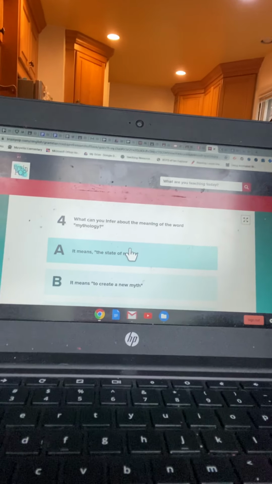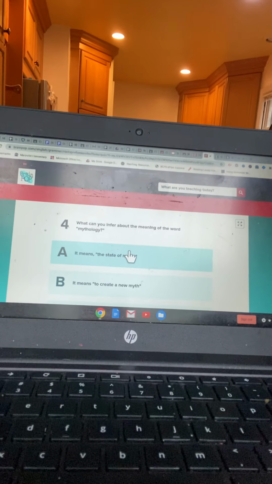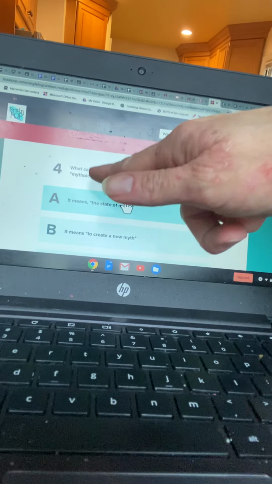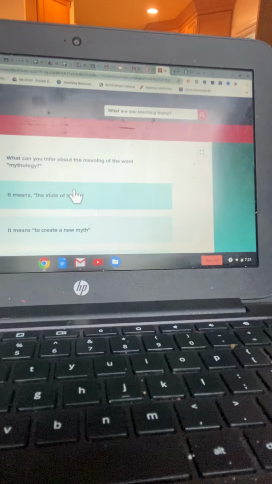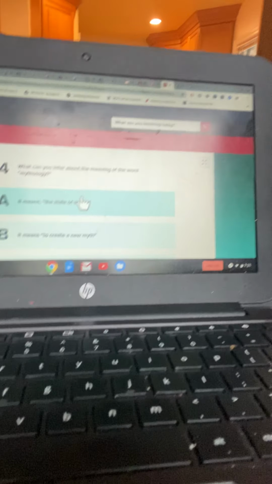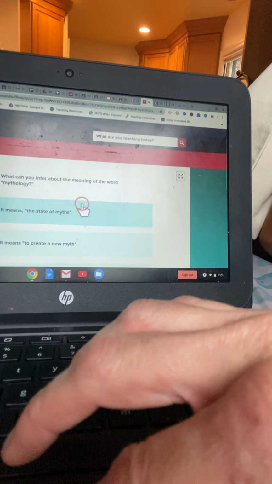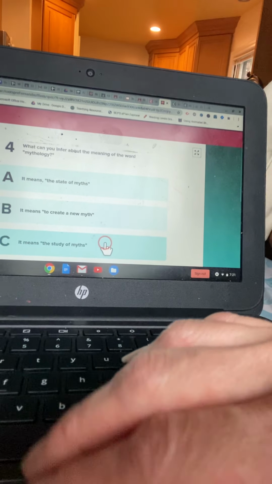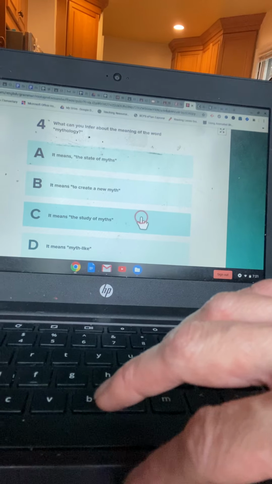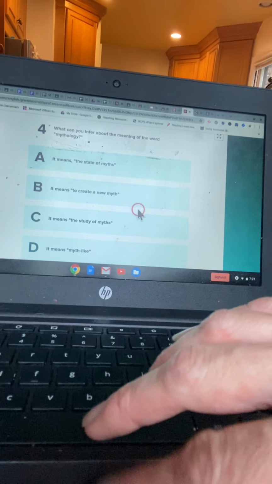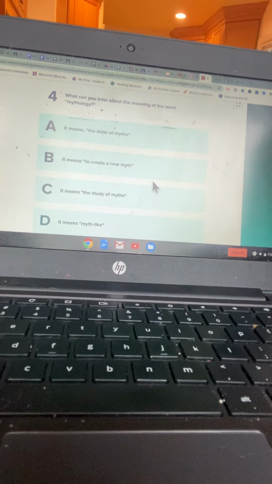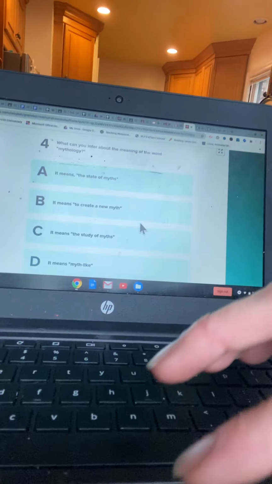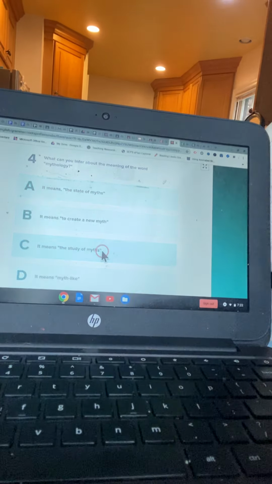What can you infer about the meaning of the word mythology? Okay. So myth is my root word and ology is my suffix. If I think of other words like biology, what does that mean? Does it mean the state of myths? Does it mean to create new myths? Does it mean the study of myths? Or does it mean myth-like? Well, biology means the study of life. So ology usually means the study of something. So I'm going to go with that one.